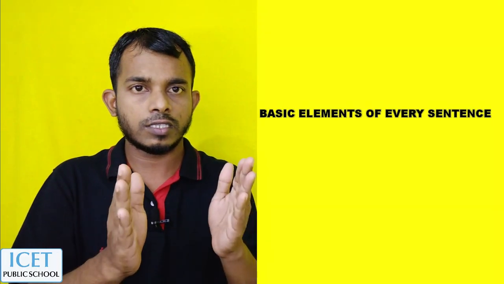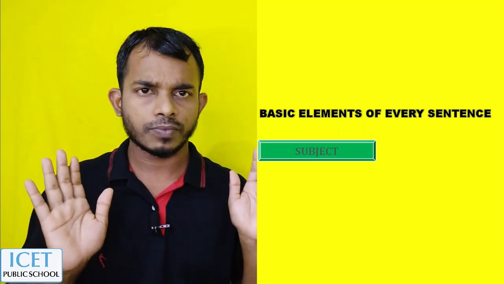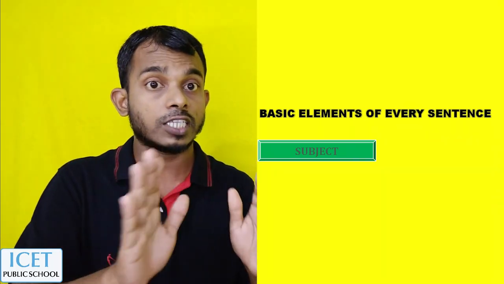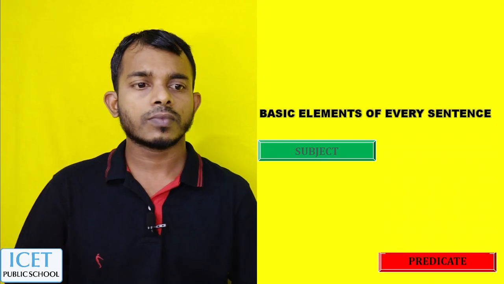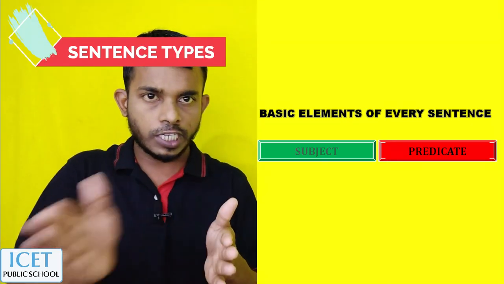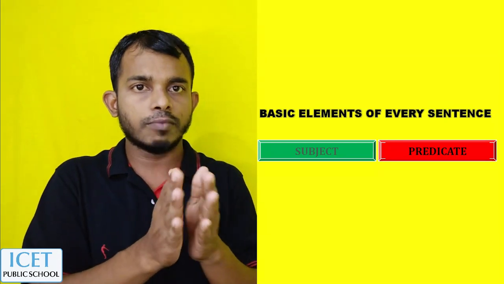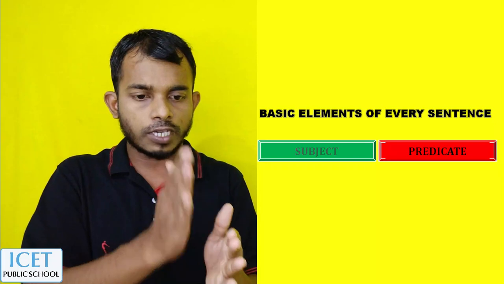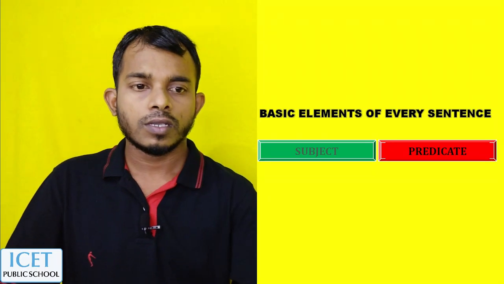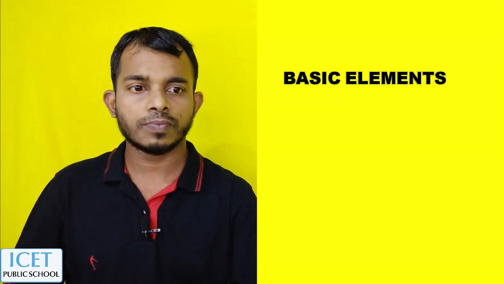Basic. A sentence should have two things. That is subject. Okay, it should have a grammatical subject. Then predicate. So a sentence we can divide into two parts, subject part and predicate part. You got it? The basic elements of a sentence are subject and predicate. One is the subject part, the other one is the predicate part, grammatically. I hope you understood. I will tell you with an example.